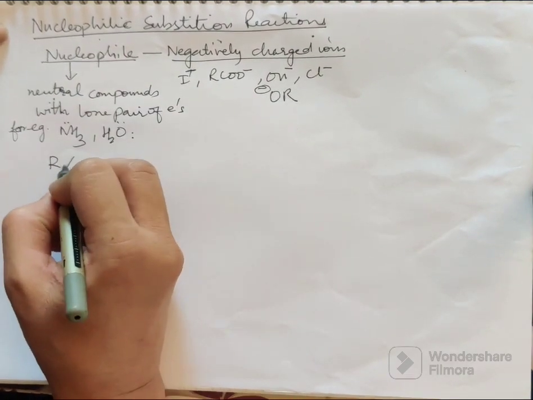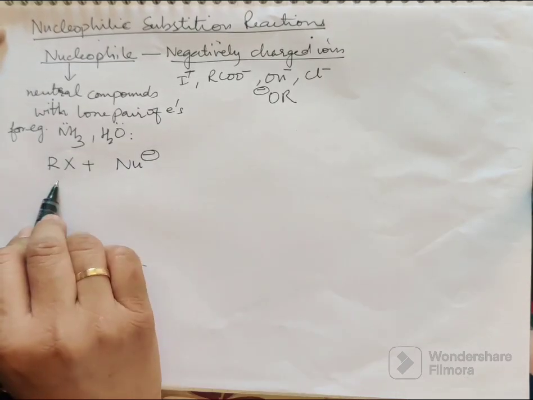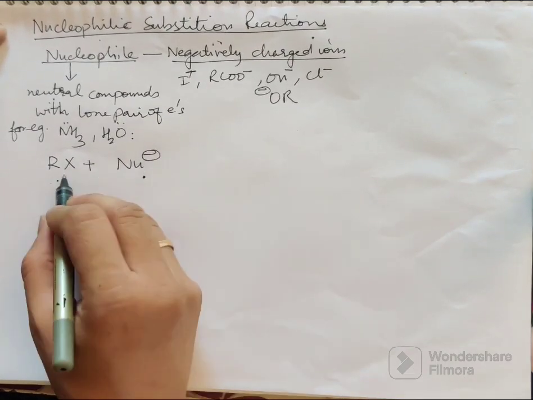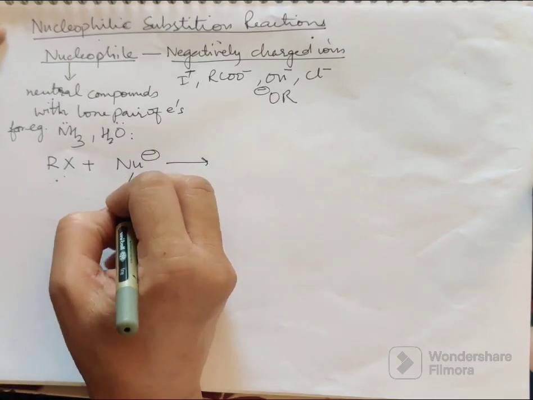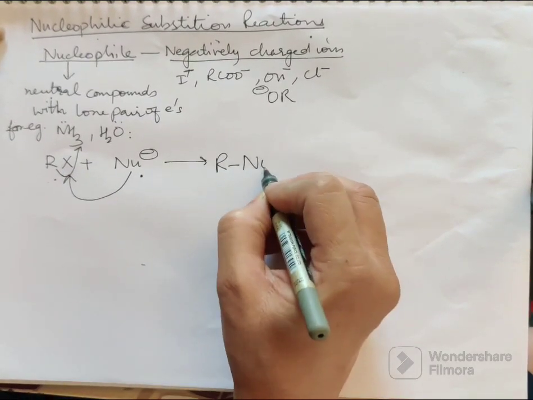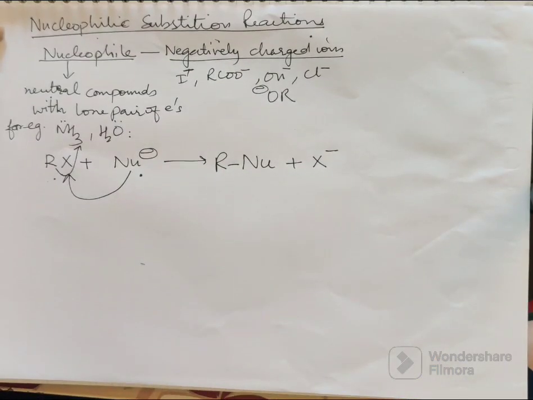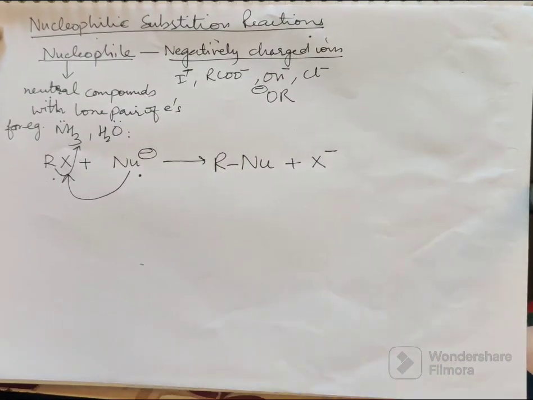When it comes to the reaction, we have an alkyl halide and a nucleophile attacks on this alkyl halide. It substitutes the X, gets bonded to the alkyl group, and halide ion leaves. This is the mechanism of nucleophilic substitution reaction.